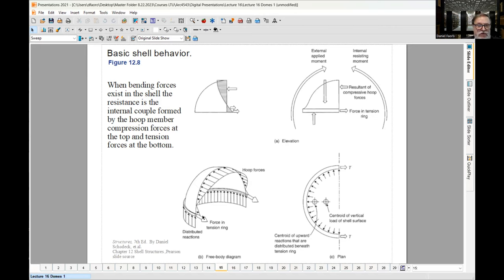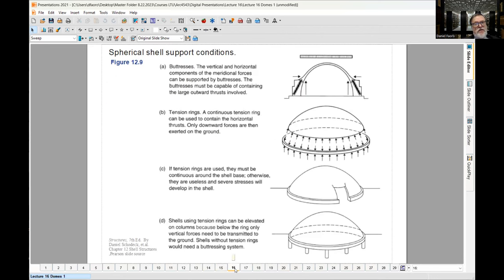So here's our hoop forces at the top. Sometimes you might even have what's called a tension ring in the bottom. It's a large reinforced tensile element that keeps those forces under control. Sometimes in older domes, obviously the 1200s, 1300s, you might have seen buttressing, so large massive blocks of stone, masonry, et cetera, were counteracting this lateral thrust condition.